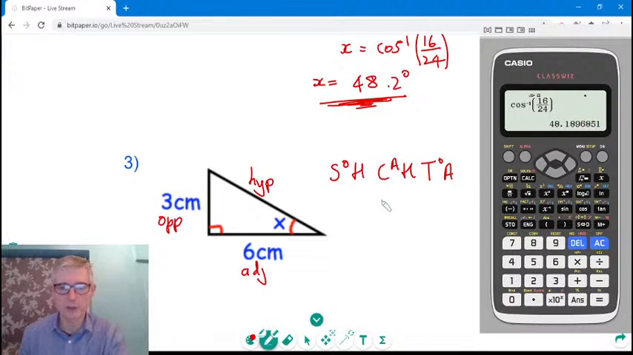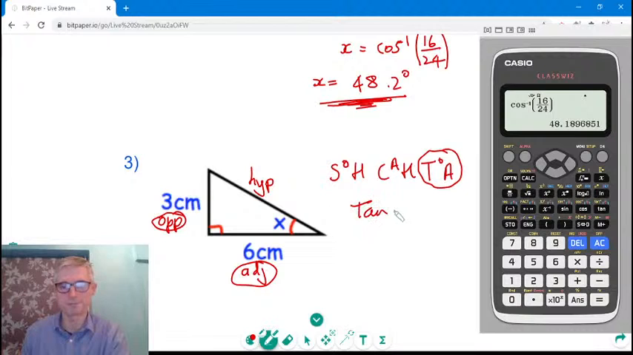And we can see that this time the information we have is the opposite and the adjacent. We don't know what the hypotenuse is in this case. So that's going to be tangent that we're going to use. So we can say this time tan of x is equal to the opposite over the adjacent.